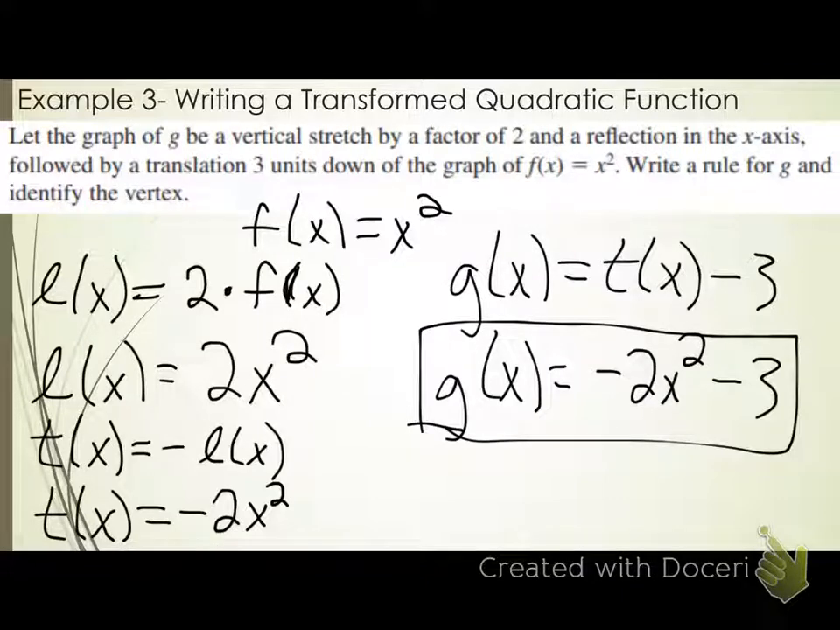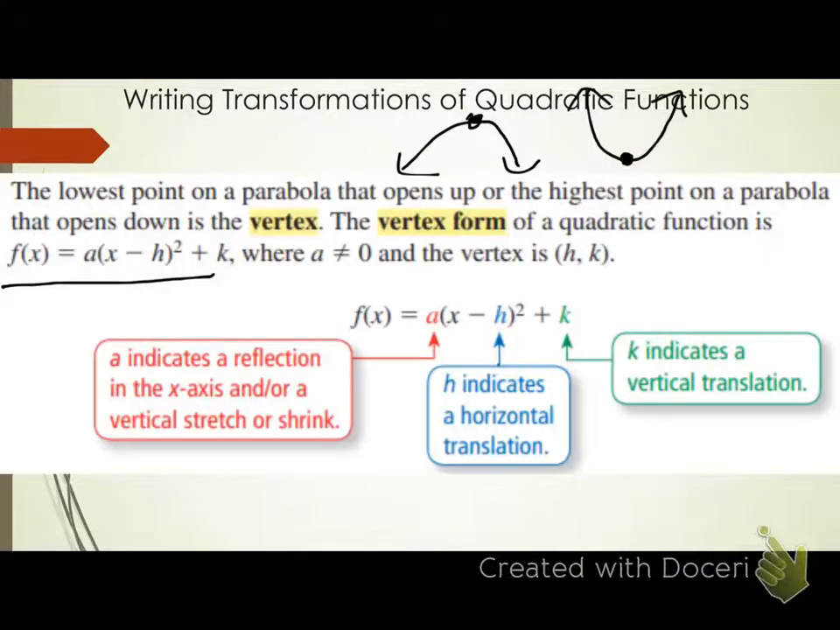So, g of x would equal negative 2x squared minus 3. It says write a rule for g, so I wrote a rule for g. This is my rule. And identify the vertex. Any ideas how I'm going to identify the vertex here? What is vertex form of a quadratic function? It's on the board.